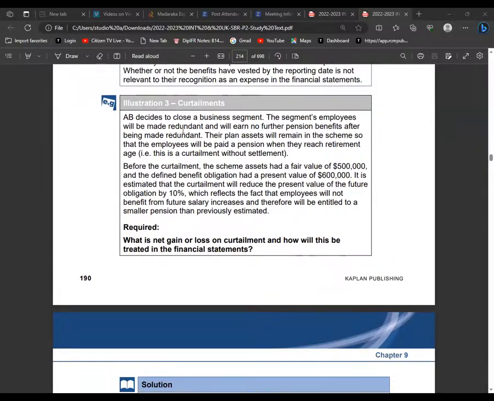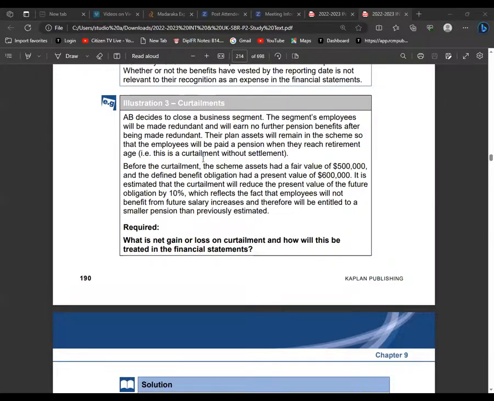So you're told AB decides to close a business segment. The segment employees will be made redundant and will earn no further pension benefits after being made redundant. Their plan assets will remain in the scheme. They're going to remain there till they retire.